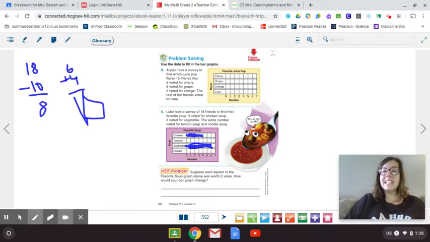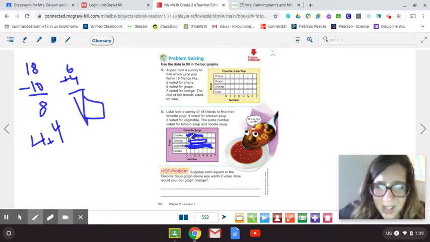Now it's telling us the same number voted for tomato soup and noodle soup. So what doubles fact equals 8? 4 plus 4 equals 8. So that means 4 people liked tomato and 4 people liked noodles. So we need to color in 1, 2, 3, 4.